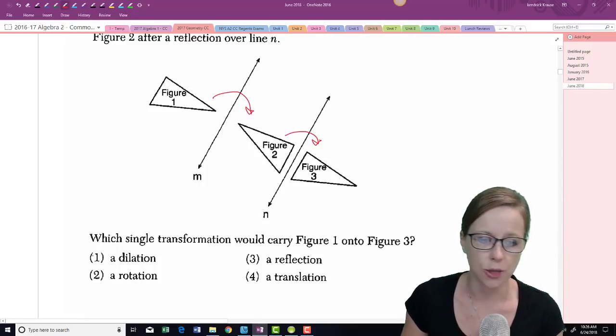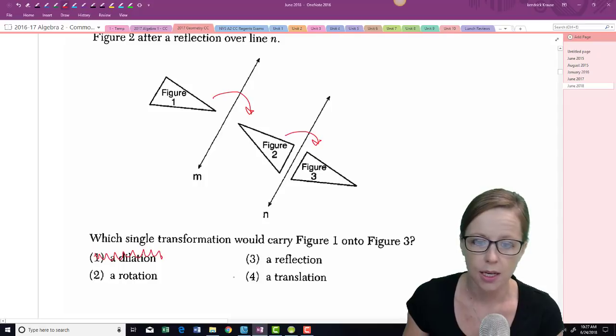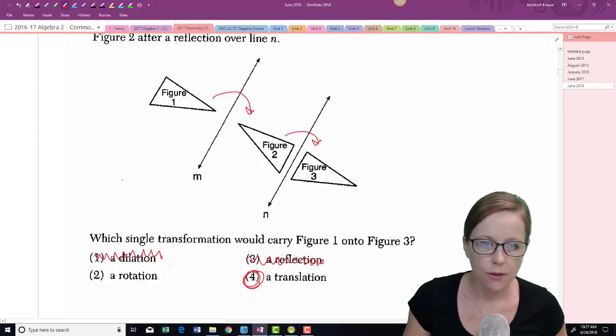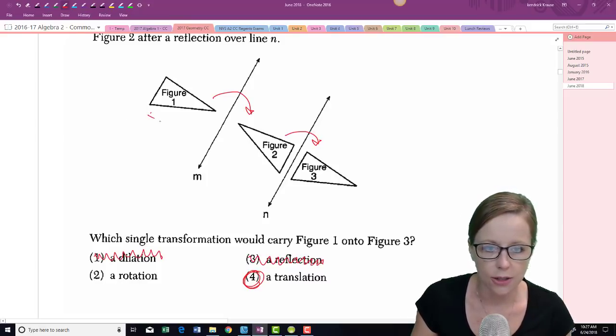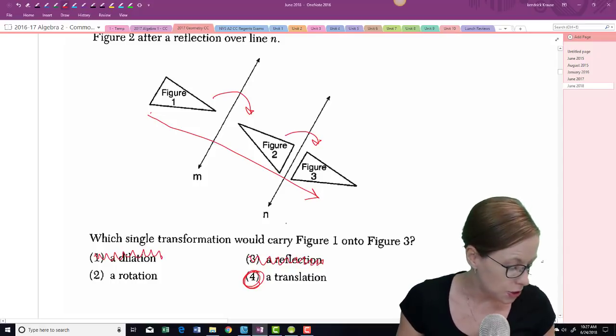Well, it's not a dilation because there's no change in size, okay? Well, figure 1 looks the same orientation as figure 3, so it's not going to be a reflection because it's not flipped. It's got to be a translation. So if I can, I just slide it, right? I can just go whoop and slide it over there, yeah? So that would be a translation.